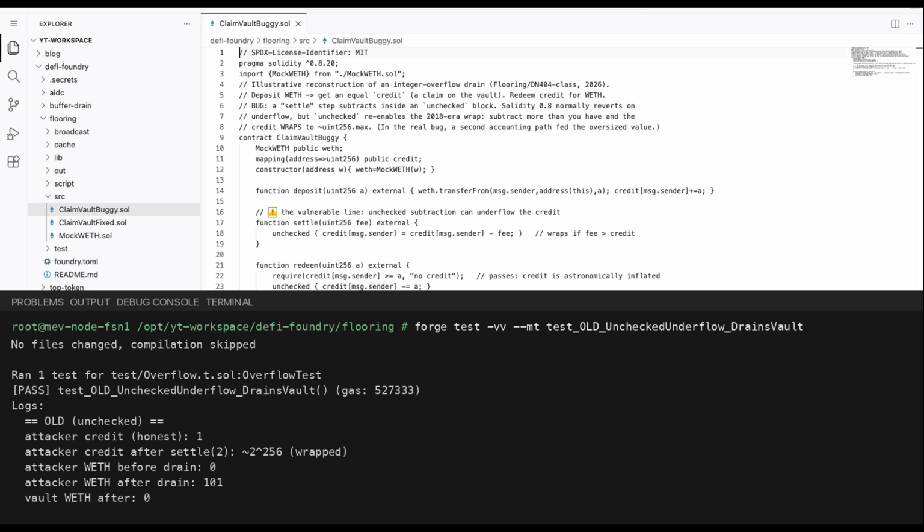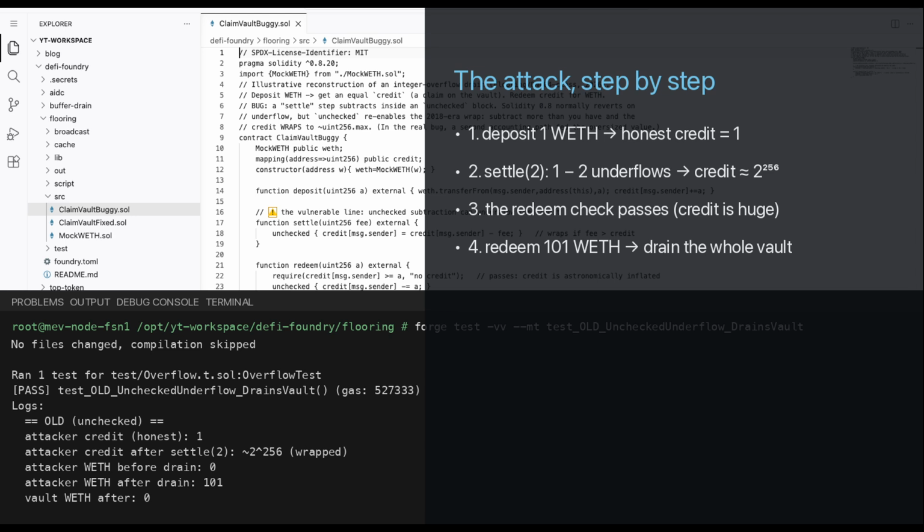The vault after a $1 deposit, the whole vault gone. Step by step: deposit 1, credit is 1, call settle with 2, the underflow wraps credit to a near infinite number. Now the redeem function checks, do you have enough credit? Of course you do, it's astronomical, and it pays out the entire vault. 4 steps, and the guard never fired because the number checked was the wrapped one.